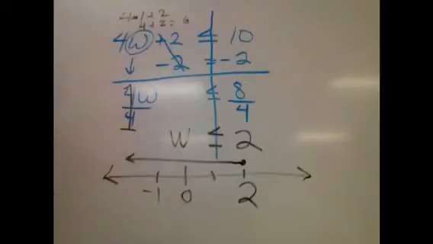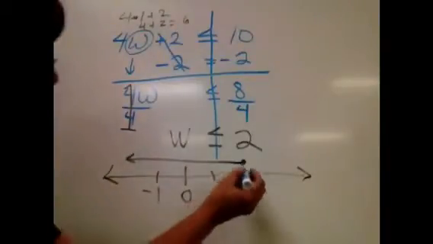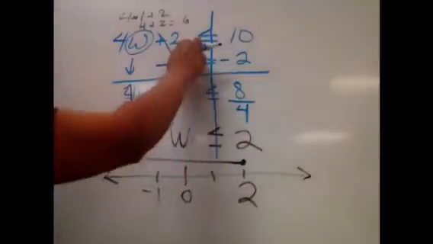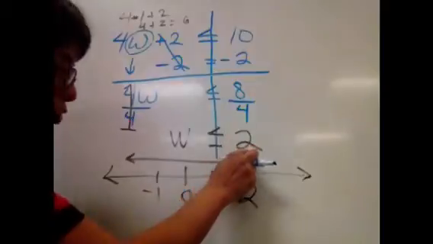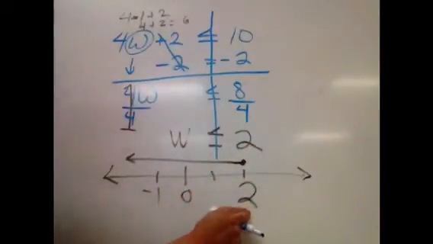Inequalities give us a whole range of possible answers, but we need to know where to start. When we do our math, the whole purpose is to find where this becomes true. This becomes true when W is less than or equal to 2, but it has to start with the number 2.